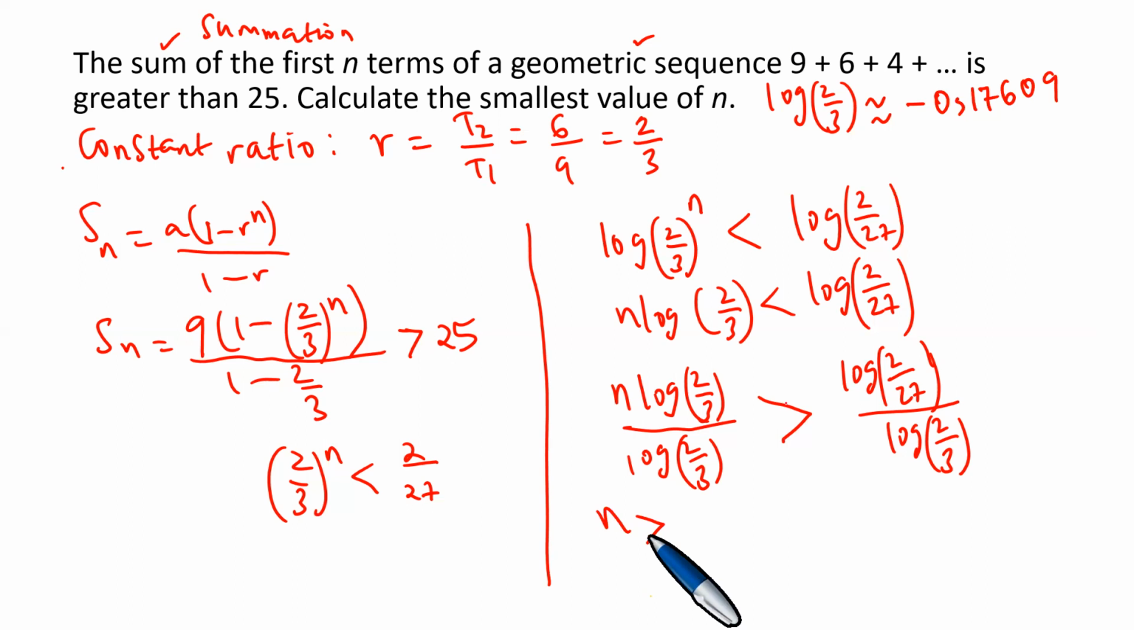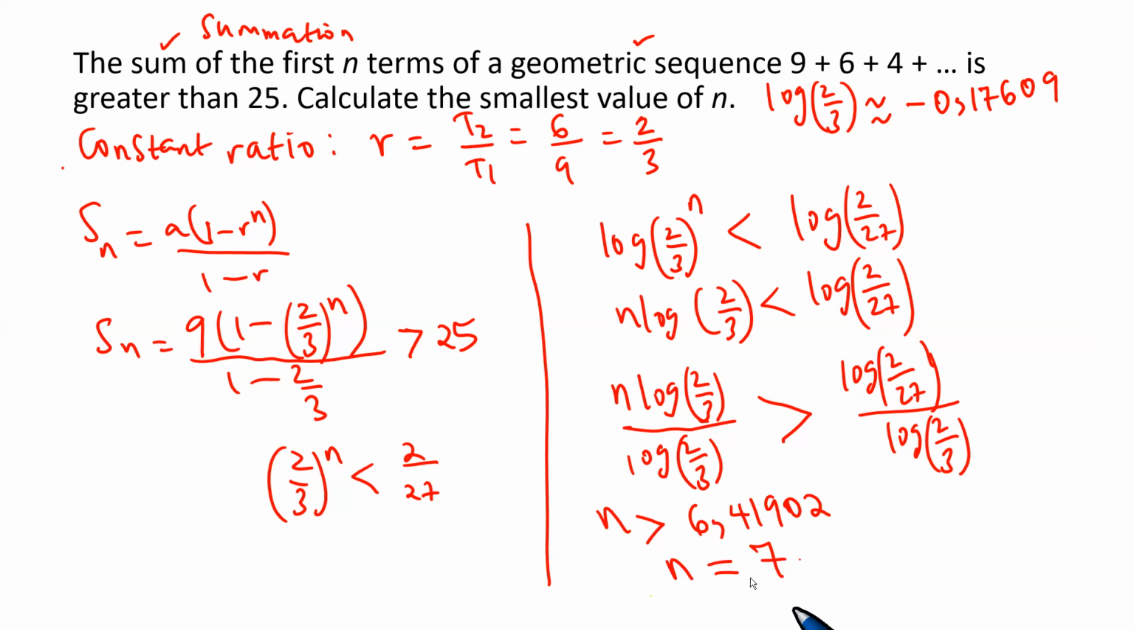Right, so if you use a calculator, you will get approximately 6.41902. So if n is strictly bigger than 6.4, this n is the number of terms. So the number of terms obviously is a whole number, which means that we have the smallest value of n, which is actually 7. Okay, so that is the answer. The answer is 7 terms.